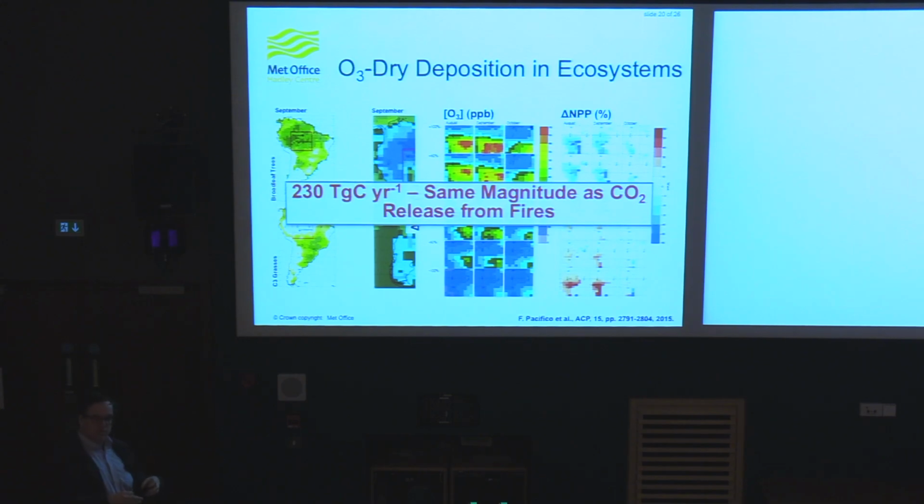And that ozone reduces the capacity of the surrounding non-damaged vegetation to take up CO2 because they are impaired in their photosynthetic capacity. They're not assimilating as much CO2. So as a result, as much CO2 is not assimilated as is emitted through the fires directly. And that's the indirect effect of ozone on these ecosystems.